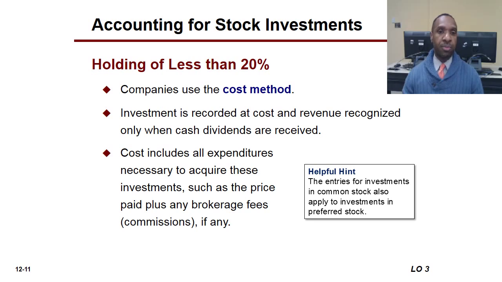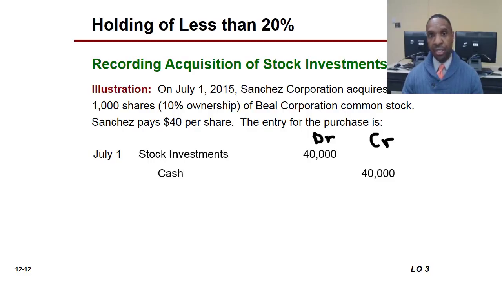So here are some bullet points just to cover the points on the cost method. So remember, it's a holding of less than 20%. You're going to use what's called the cost method. Now, the investment is recorded at its cost. Any revenue is recognized only when cash dividends are received. Now, remember, dividends are a share in the earnings of the company. And then costs include all expenditures necessary to acquire. So remember, there may be some type of brokerage fees or any type of commissions that are there to actually buy the stock. So that's all included in the cost.